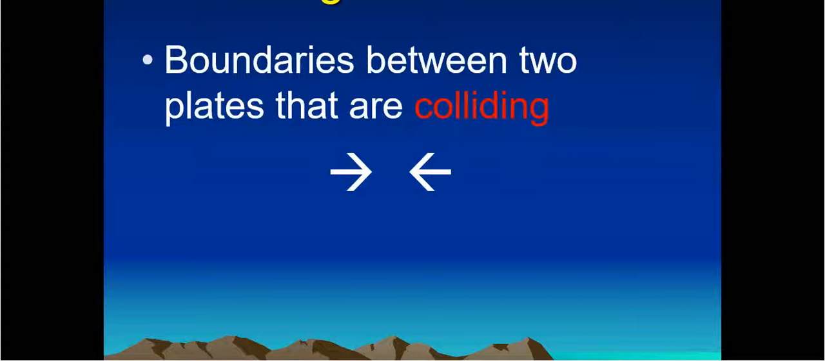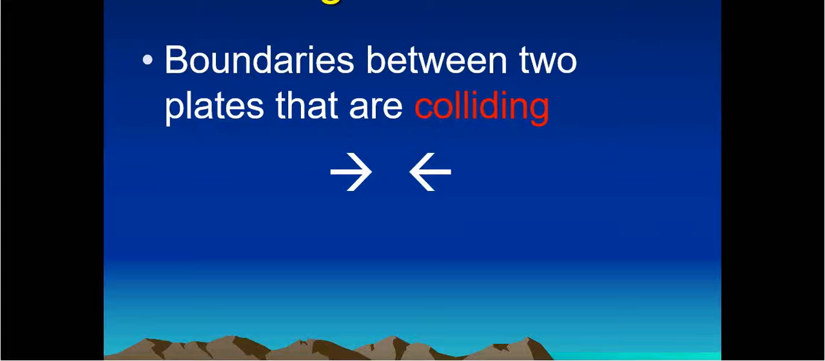Now, having a quick review, we are back to the convergent plate boundaries. These two plates move toward each other and collide with each other, forming different features. There are three main types of convergent plate boundaries.